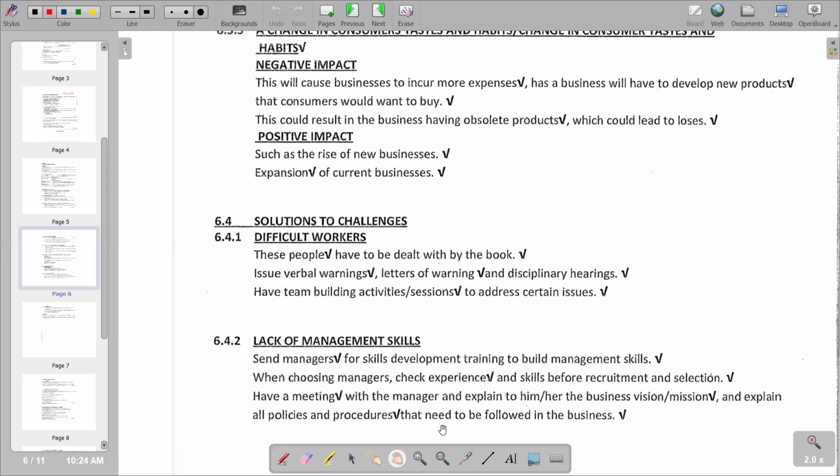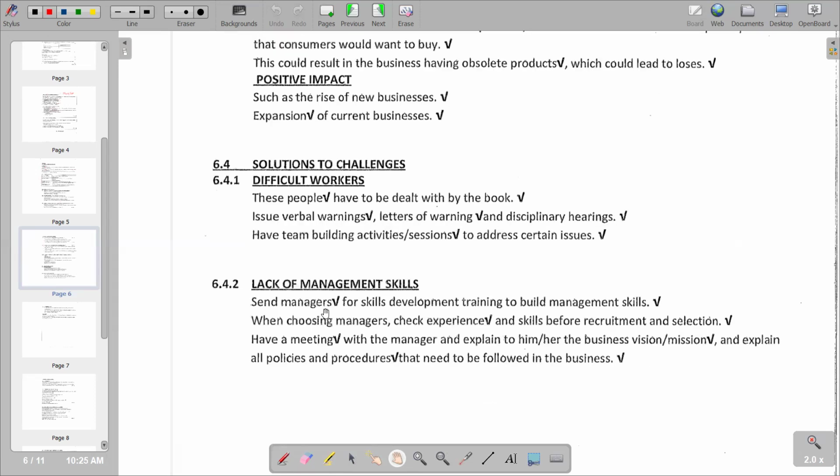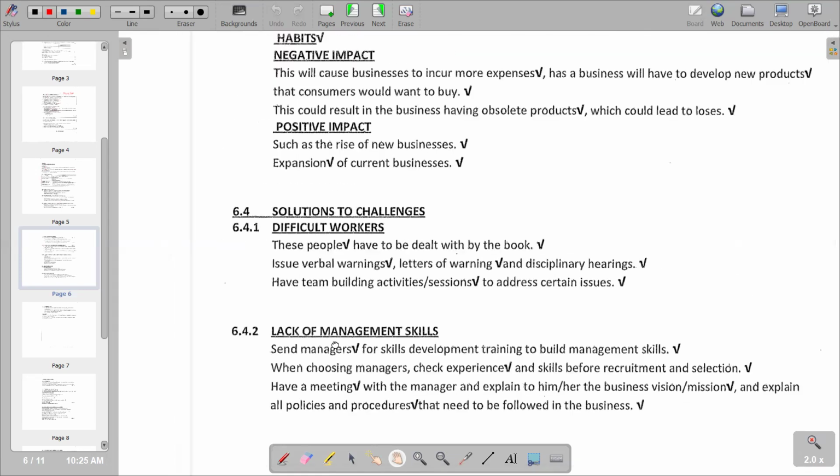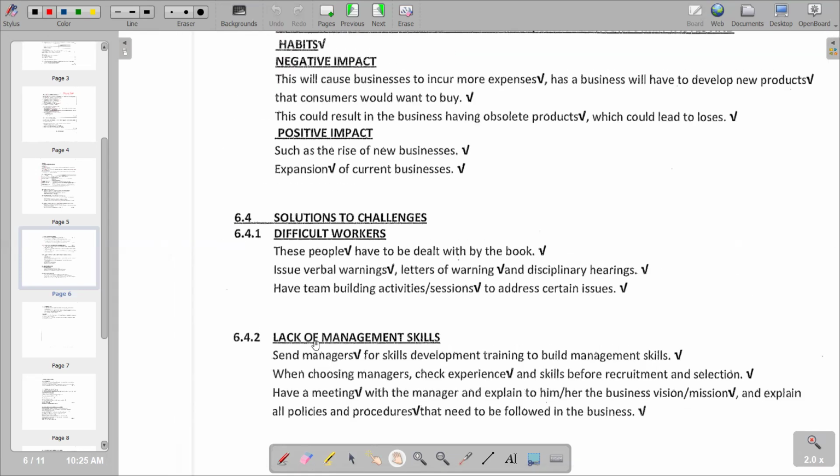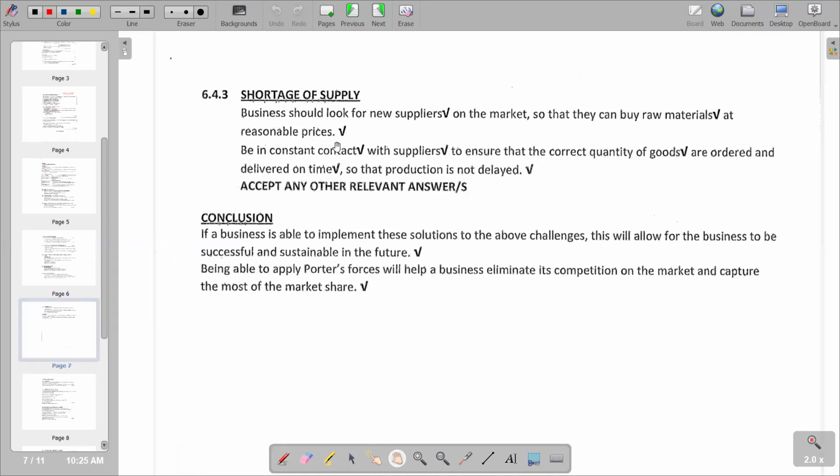So obviously, this is just a communication of the strategy of the business in terms of the vision and the mission, and then explain all policies and procedures that need to be followed in the business. So this is what we have in terms of how to deal with lack of management skills. And we go to the next point, shortage of supply. Business should look for new suppliers on the market so that they can buy raw materials at reasonable prices.